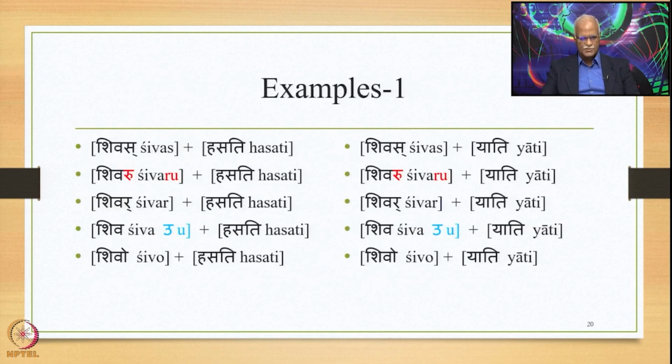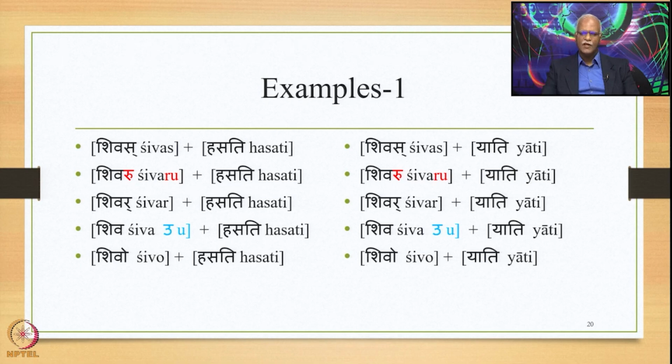Here are the examples. Here we have Shivas plus Hasati first, in which sa comes at the end of the first pada, followed by ha, which is part of the verbal root hasa, and this pada Hasati is a tinganta. So, Shivas plus Hasati is part of a sentence.